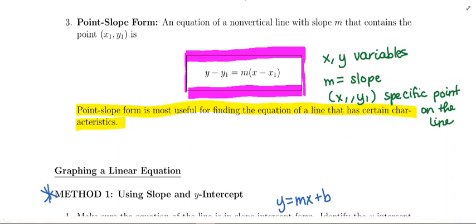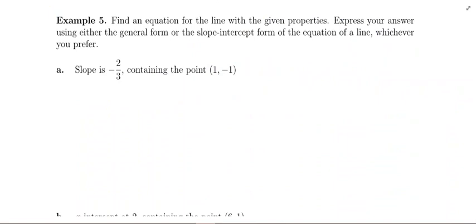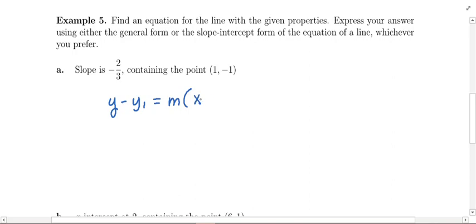So let's go back to our problem. We are trying to come up with the equation of a line that meets certain characteristics. That means we need to use point slope form. I'm going to write it down, and then we're going to talk about how we plug into this. Point slope form is y minus y1 is equal to m times x minus x1. It's a lot to remember.